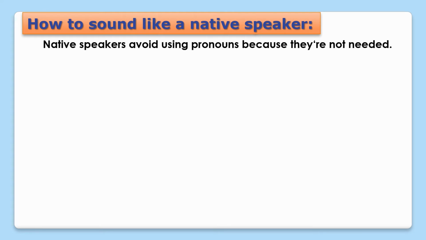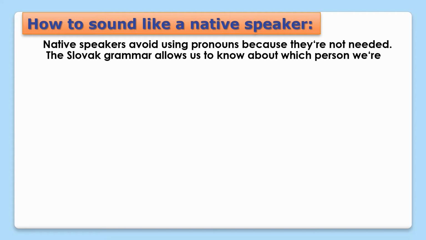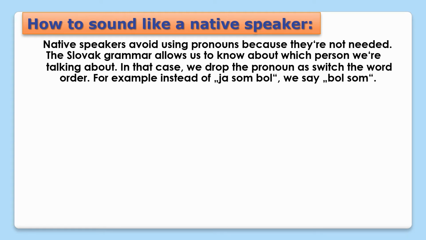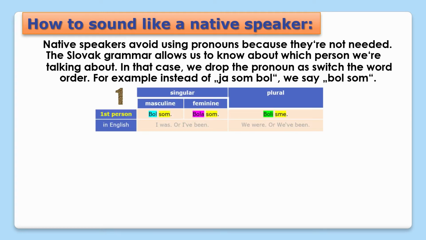Again, here's my tip how to sound like a native speaker. Native speakers avoid using pronouns, as you already know, because they're not needed, so the Slovak grammar allows us to know everything, which person we're talking about, which tense we're talking about, or gender. So in that case, we can drop the pronoun and switch the word order. So for example, instead of ja som bol, we can say bol som. So first person singular masculine would be bol som, feminine bola som, and plural boli sme.